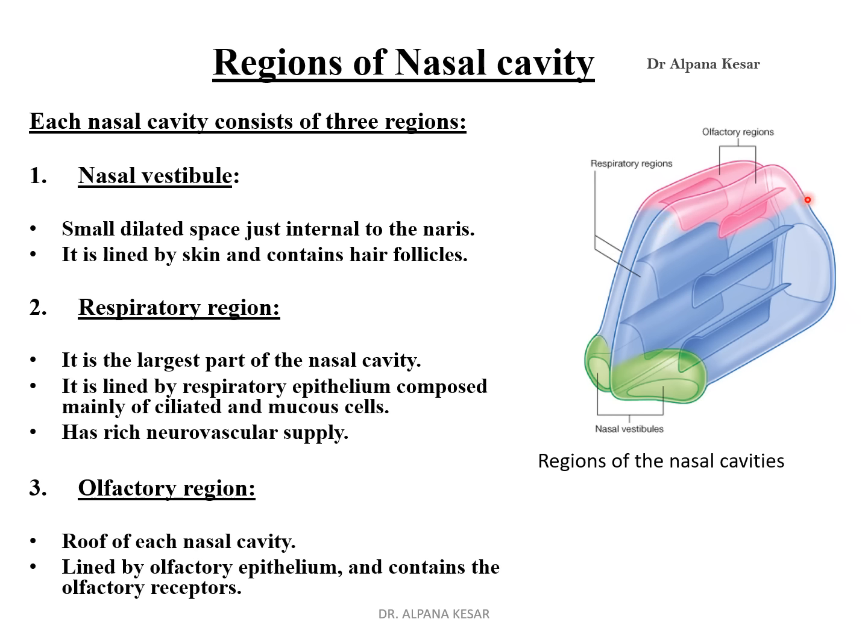Respiratory region. This is the respiratory region. It is the largest part of the nasal cavity and it is lined by respiratory epithelium, that is pseudostratified ciliated columnar epithelium, which is composed of ciliated and mucous cells. This region has a rich neurovascular supply. Olfactory region, which is present in the roof of the nasal cavity, is lined by olfactory epithelium and contains olfactory receptors for the sense of smell.